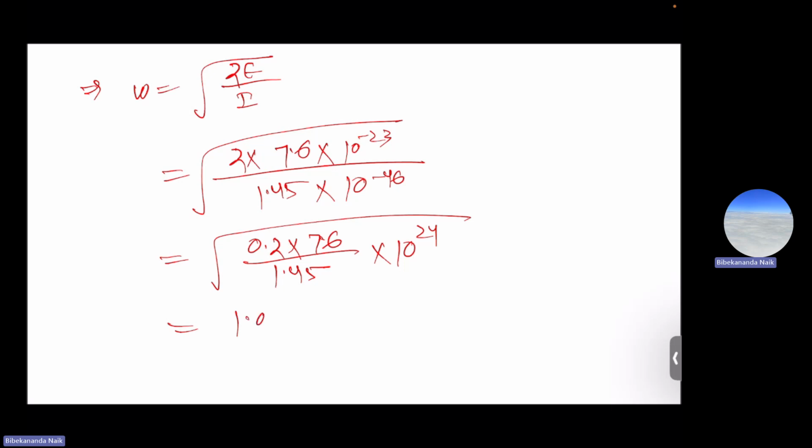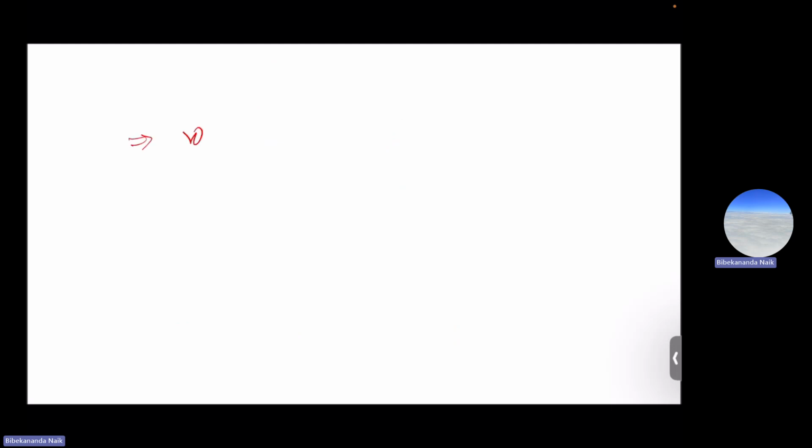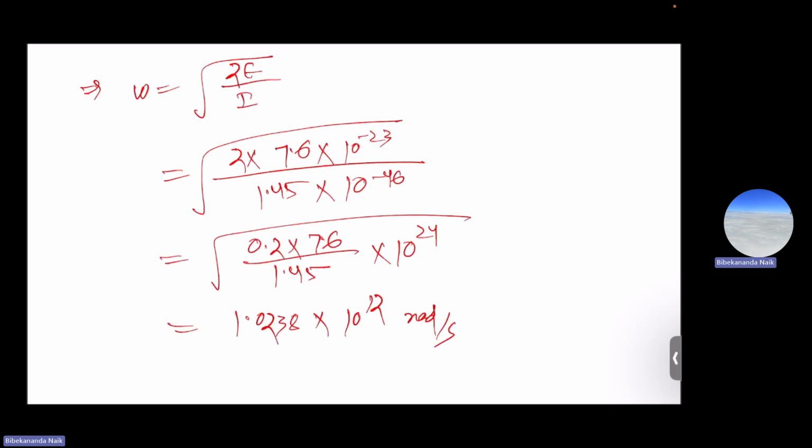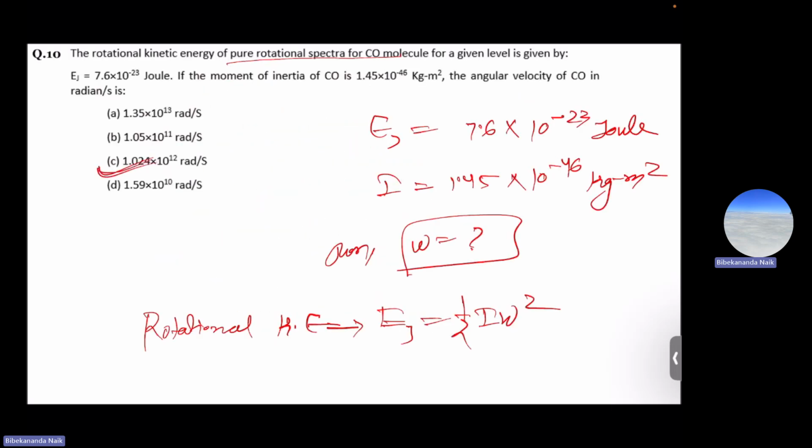It is 1.0238 into 10 to the power 12 radian per second, or we can say omega is 1.024 into 10 to the power 12 radian per second. So the correct answer is option C, 1.024 into 10 to the power 12 radian per second.